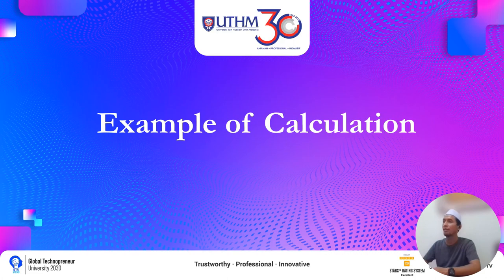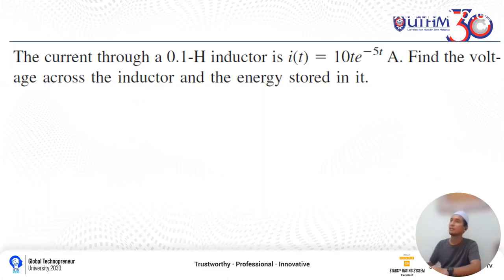Let's say here we have example one. We have the current through a 0.1 Henry inductor, and it's given that the current is 10t times e to the power of minus 5t amperes. Find the voltage across the inductor and the energy stored in it. So you have to use the standard equation, V equals L di over dt. And for the energy stored, you can use W equals one over two L I squared.